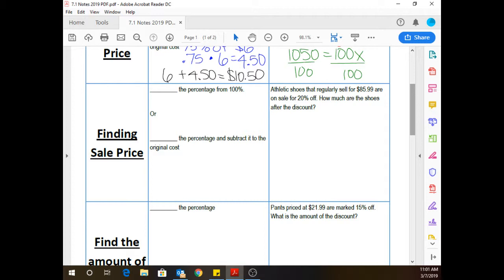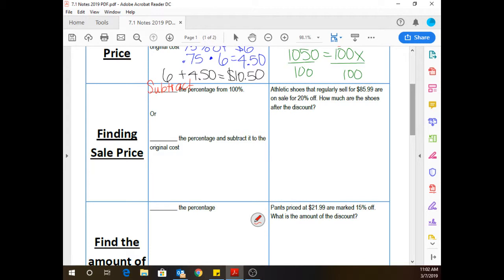Their 100% is their market price. So, they're selling it for $85.99. That's 100% of what they want to make. But they're saying, we're going to take off 20%. So, you as a consumer are buying it for what percentage? 80%. You're only buying 80% of what they're saying is 100%. So instead of adding on, because for markup you added, for discount or sale price, you're going to subtract.